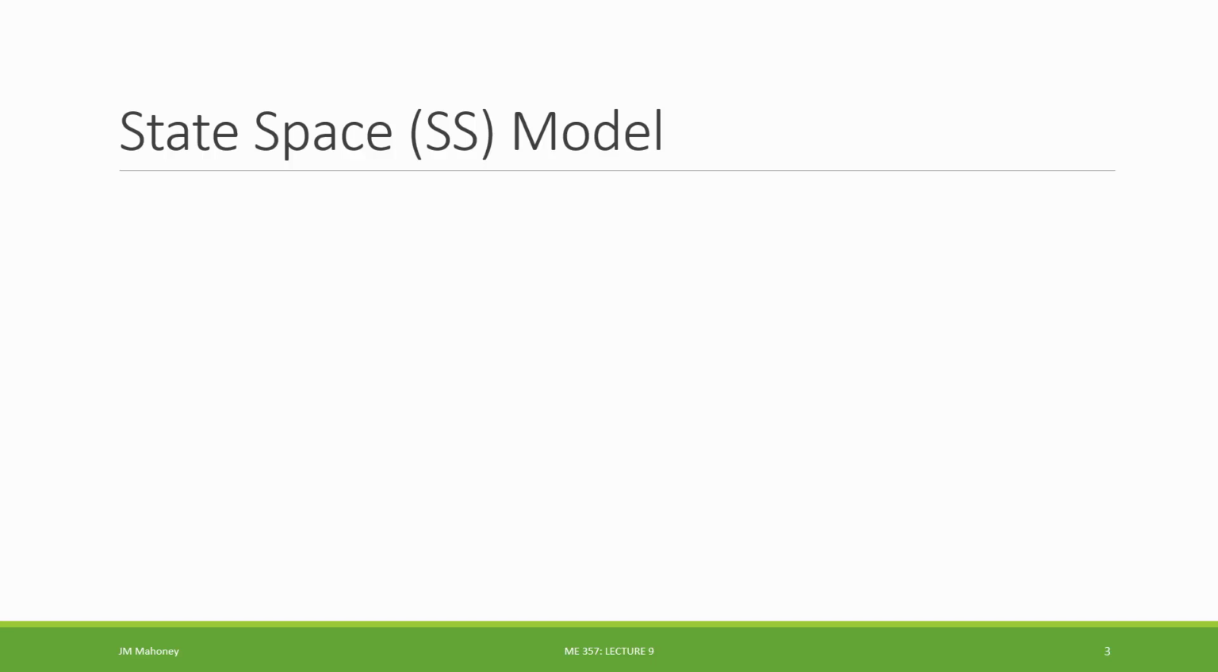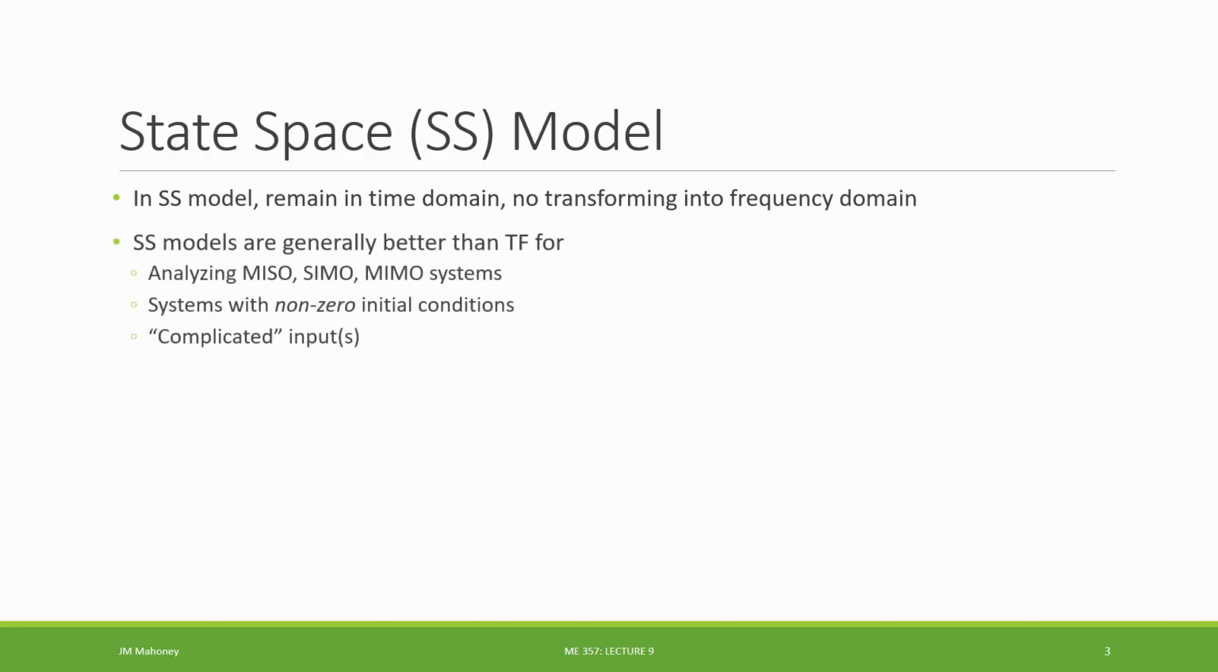And one major difference we're going to see is that with a state space model, we are going to remain in the time domain the entire time. There is no Laplace transform. Everything stays with respect to the time t. And one use for this alternate modeling approach is that it is better for certain types of systems than transfer functions, or at least it's easier to do some analyses.